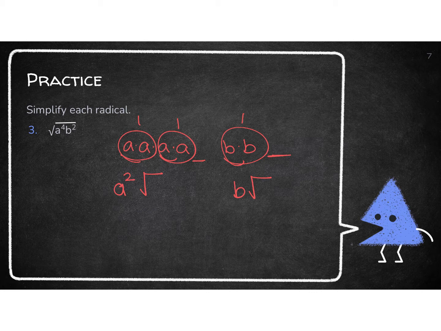So now we're going to put these out front because they're both out front. So I have a squared b. And because there's nothing underneath the square roots, I'm just going to leave it this way and not even add in a square root at all.